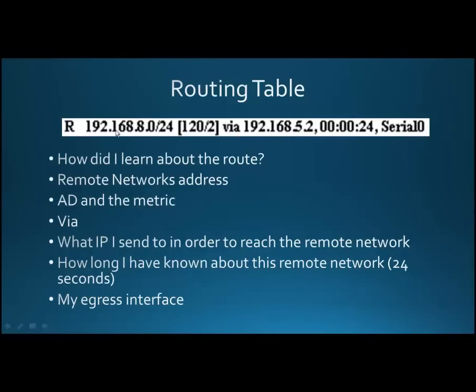So in order to get to here, I don't know where this is, but I know it's 2 routers away, and the next router is at 192.168.5.2. Then how long I've known about this route, and then this is my exit hole. This is the hole I'm going to send my data out of. So it's going to go out serial 0. So it's going to have serial 0's MAC address as the source, because remember, the layer 2 information gets changed. And it's going to be destined for this IP address. So this is my egress port, and that's my target IP address that I'm sending to.